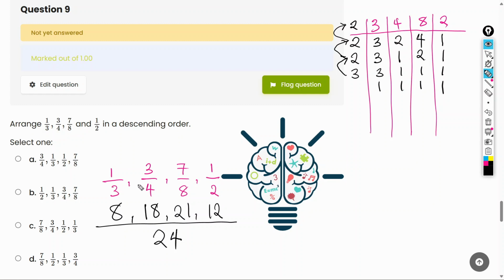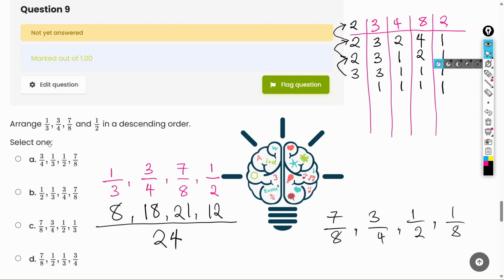So if we're ordering in descending order, we start from biggest to smallest. The biggest number here is 21. So 7 over 8 should come first. After 21, we have 18. So 3 over 4. And then we have 12. So 1 over 2. And then finally 8, which is 1 over 3.